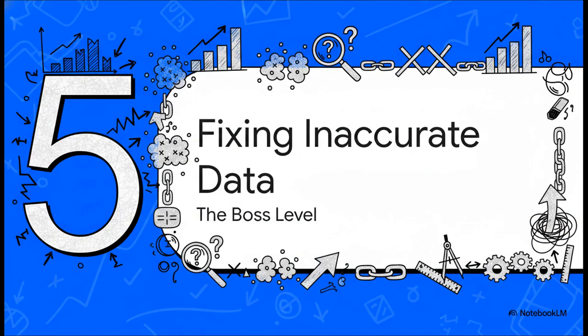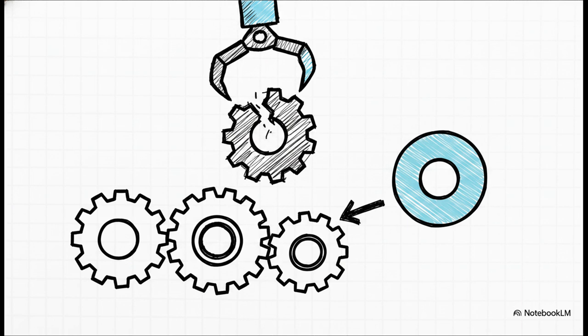Which brings us to Section 5, fixing inaccurate or missing data, the boss level. Look, human error happens. It's just a fact of life. Let's say you're told a mean was calculated as 50 for 100 items, but then you realize someone accidentally recorded an 80 instead of a 30. Panic mode, right? Nope. When this happens, you absolutely do not need to start from scratch. Here's your exact recovery protocol.